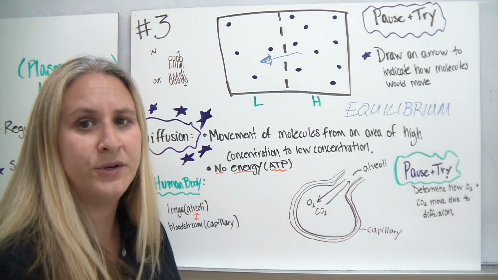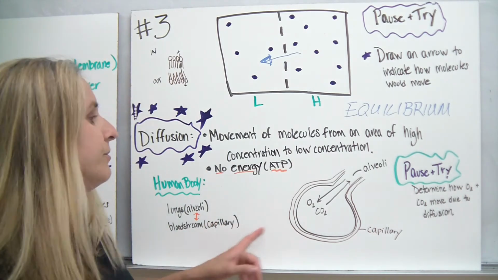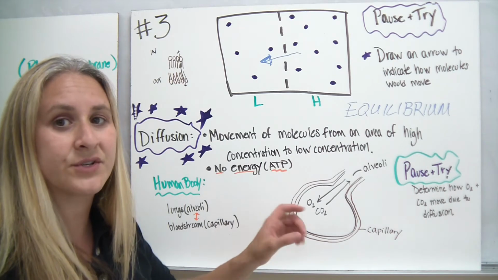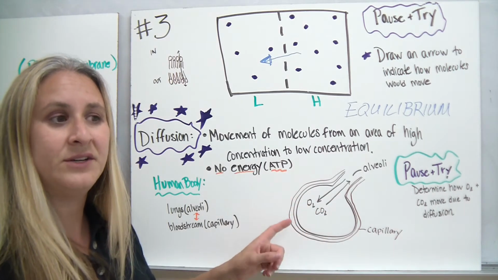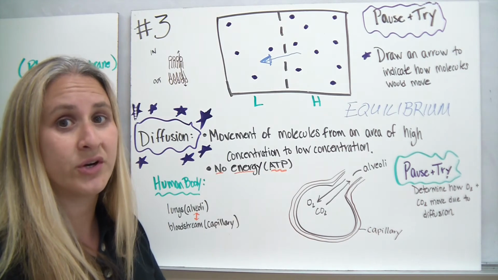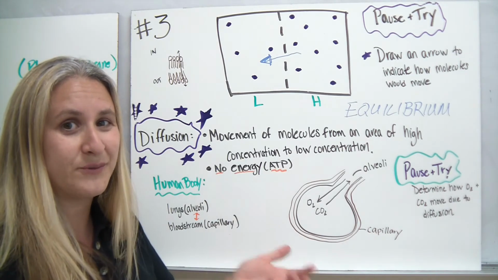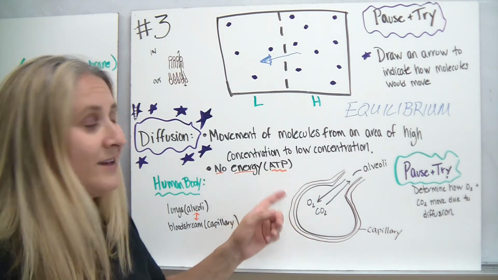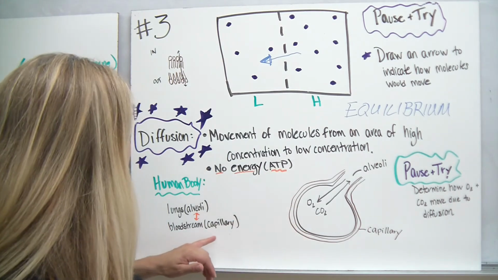Let's take an example from the human body. In terms of the human body, inside of our lungs we have these very small sacs called alveoli. And the alveoli is where the gas exchange occurs in order to let oxygen from the air actually go into our body to be used in order to make energy for us for chemical reactions.